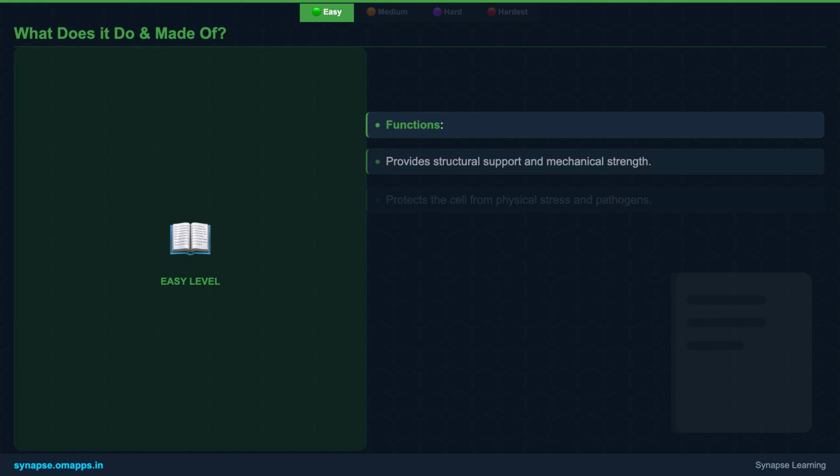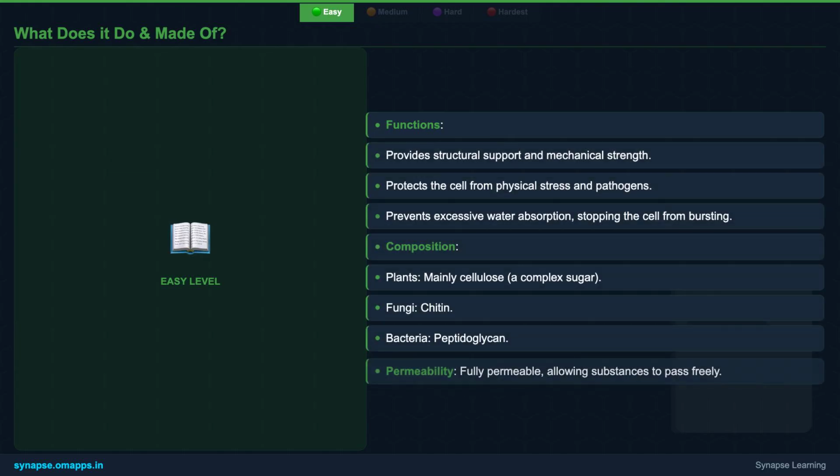Now, what's it made of and what does it actually do? In plants, the cell wall is primarily composed of cellulose, a complex sugar. Fungi have chitin, and bacteria use peptidoglycan. Its main functions are providing structural support and mechanical strength, protecting the cell from physical stress and pathogens, and crucially, preventing the cell from bursting when it takes in too much water. It's also fully permeable, meaning water and dissolved substances can pass through it freely.